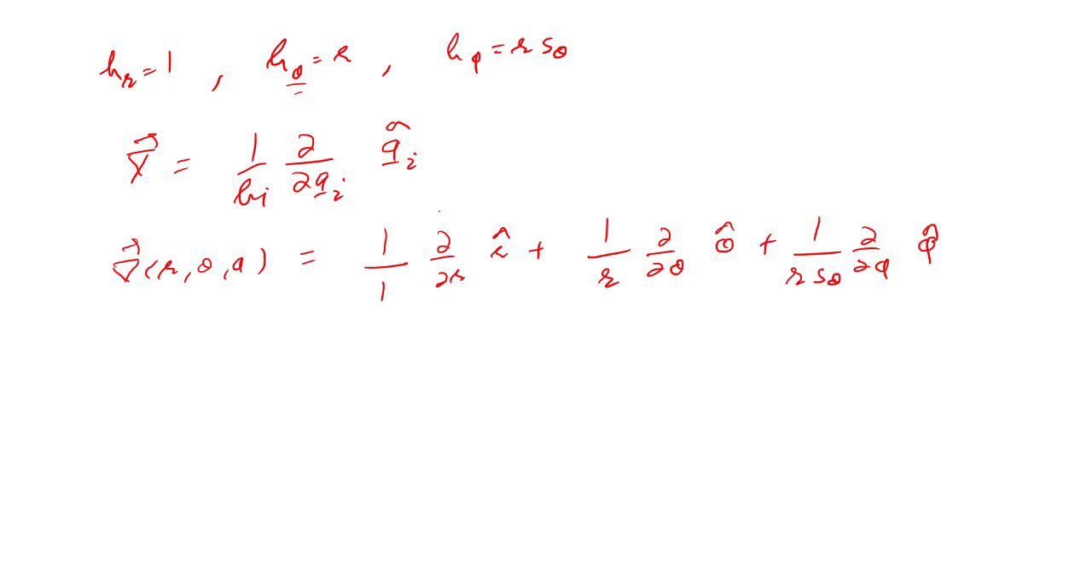So then I can write the gradient as ∂/∂r plus 1 over r ∂/∂θ plus 1 over r sin θ ∂/∂φ. And because these are curvilinear, the scale factors are coordinate dependent. So r is there, and r sin θ.